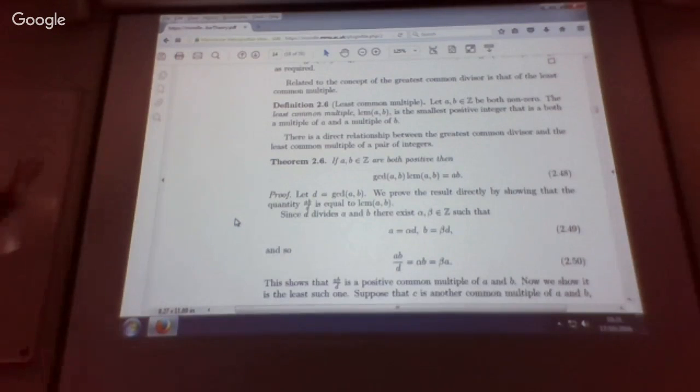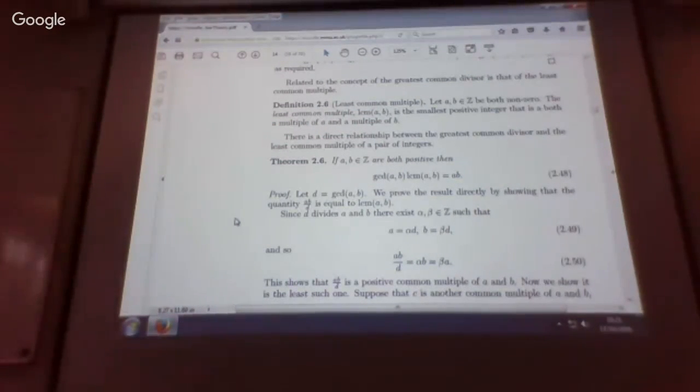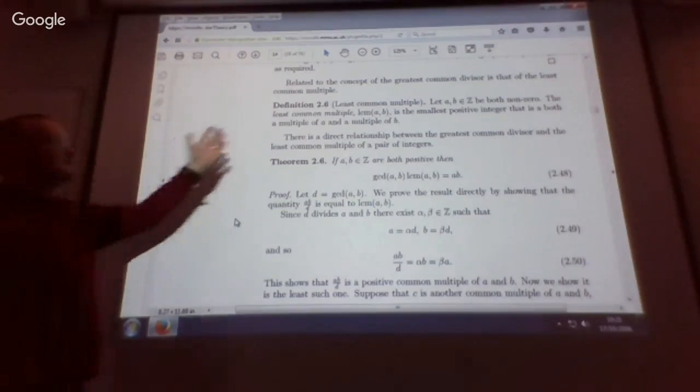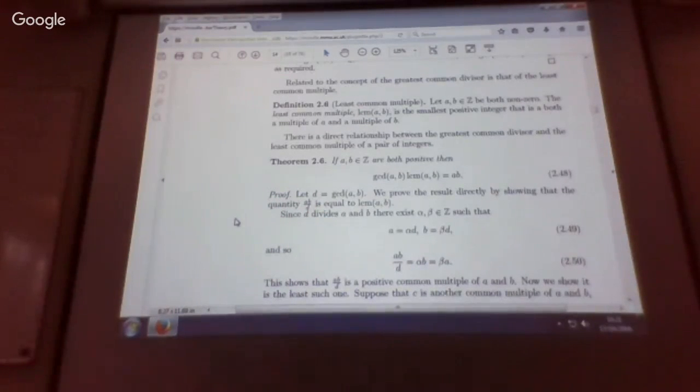We've got a quite closely related concept here, the least common multiple. You may have heard of this before. So it very much mirrors, in some sense, the greatest common divisor. So you've got the greatest common divisor and the least common multiple, kind of looking at the same concept from the other side, if you like.